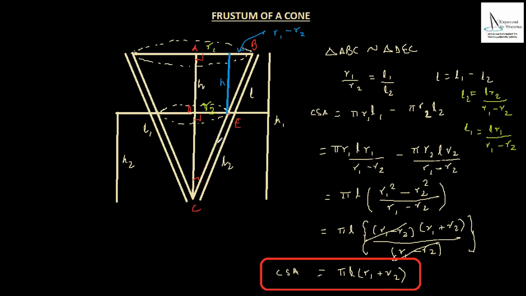And you can see that this is also a right angle triangle, so we can apply the Pythagoras theorem here, and we can say that the square of the hypotenuse, which is L square, is going to be equal to the square of the height, which is h square, plus the square of the base, which is R1 minus R2 whole square. And to find the slant height, we can just take the square root of both the sides, and we can say that the slant height of the frustum is the square root of h square plus R1 minus R2 whole square.